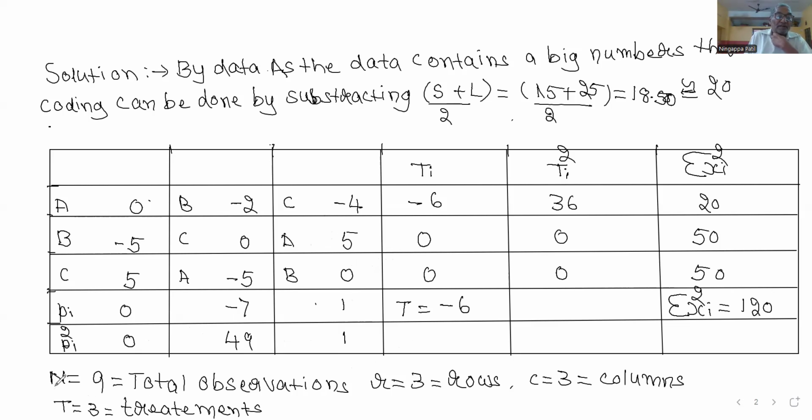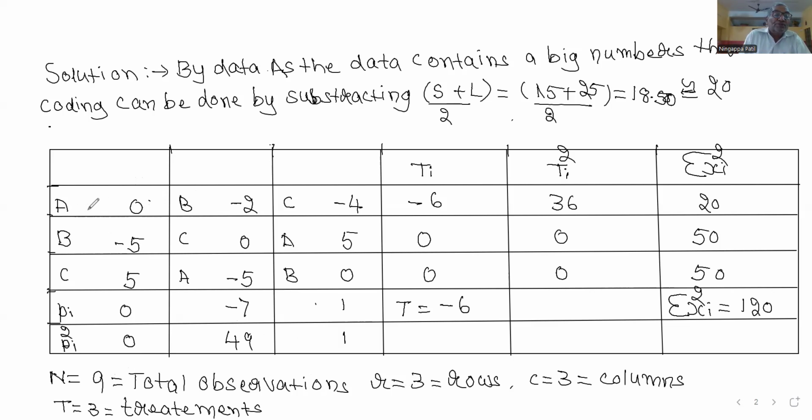Okay. Now, here at the bottom, look here, N. N means you can count here. Look here. See, 1, 2, 3, the columns are there. And rows count 1, 2, 3. 3 into 3, 9. Total 9 observations are there. These are total 9 observations.